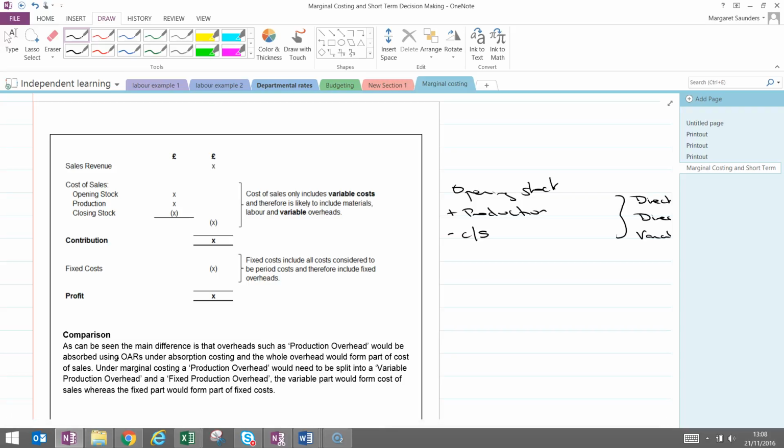So the important difference between the two is how we are dealing with the overheads. In absorption costing, we use an overhead absorption rate to absorb the overheads into the production cost, and then we have to adjust for under or over absorption. In marginal costing, we do not include our overheads in the production cost. Production consists only of the variable costs. Our overheads are all deducted as a lump sum from the contribution figure to give profit.